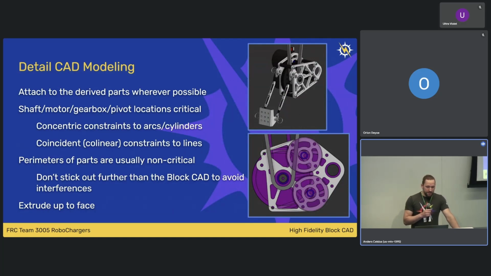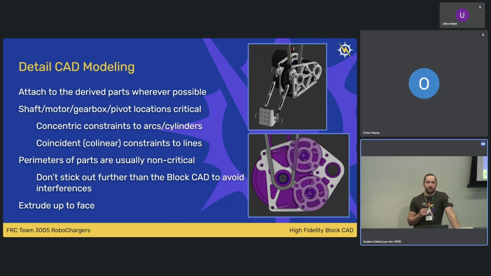Yeah, and then when we get into the detail CAD modeling, a few notes here. You want to attach everything you possibly can to these derived block CAD parts. You don't want to be doing extrusions where you're typing in material thicknesses into a blind extrude. You want to use up to face to set the thicknesses of plates and stuff, so if you go and update the block CAD, it'll update your real parts. You should be using as many constraints to the block CAD components as you can, just to link in shaft center distances and shaft locations and stuff like that.